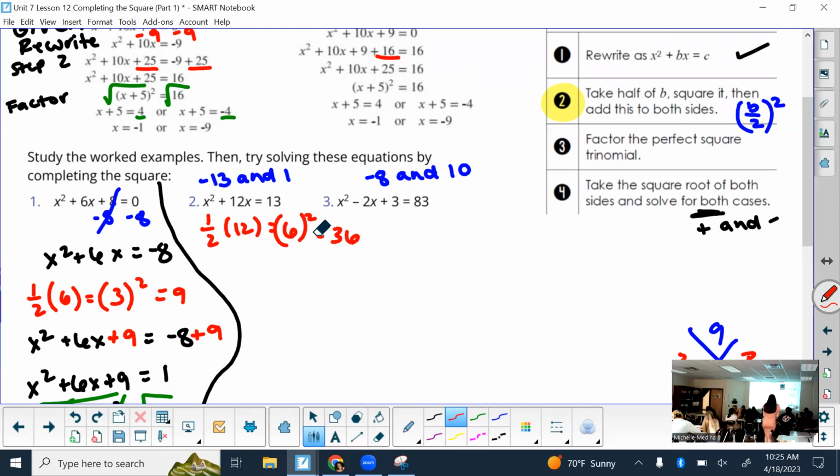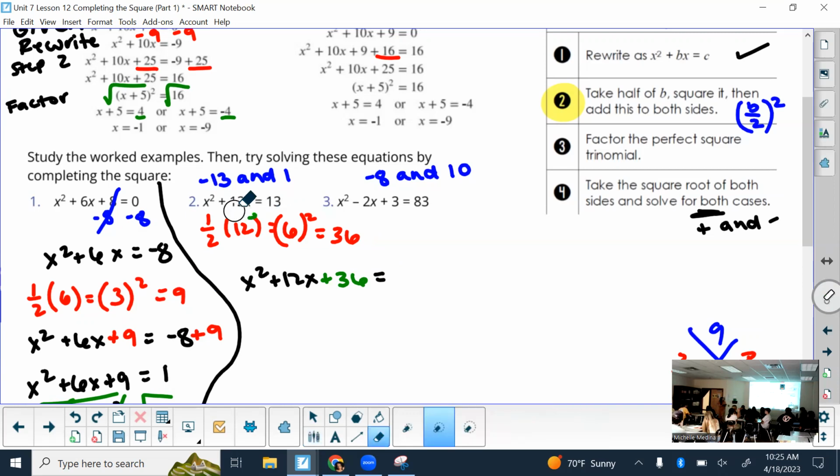This work I usually do either in my head or on the side. But yeah, take half of b, square it, then you're adding it to both sides. So I get x squared plus 12x plus what I told you we were adding to both sides, 36. On the right side, what is 13 plus 36? Remember, we have to add that to both sides. 49. So then, that's what we get. Questions on that?